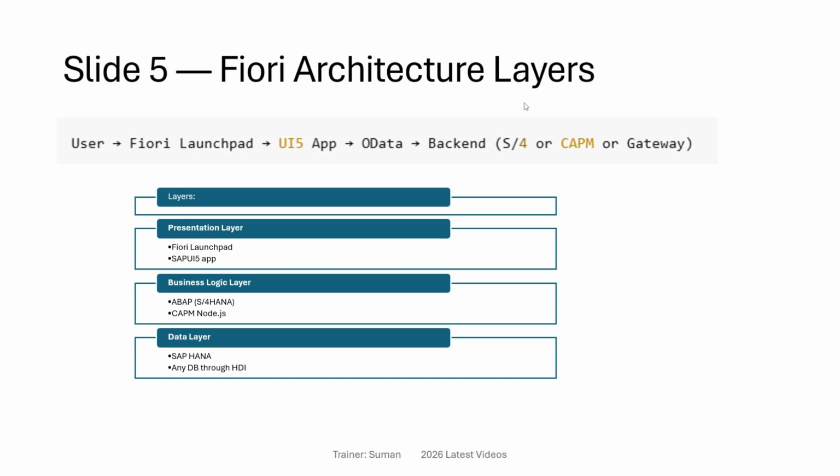Now, Fiori architecture layers. A user logs into Fiori Launchpad after the IAS is configured properly. Then he will access the UI5 application, and this UI5 application consumes the OData, which is created and generated in the backend. The backend can be S4, or it can be CAPM, or it can be a gateway.